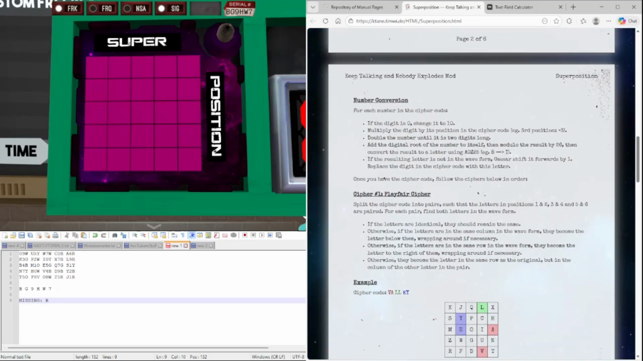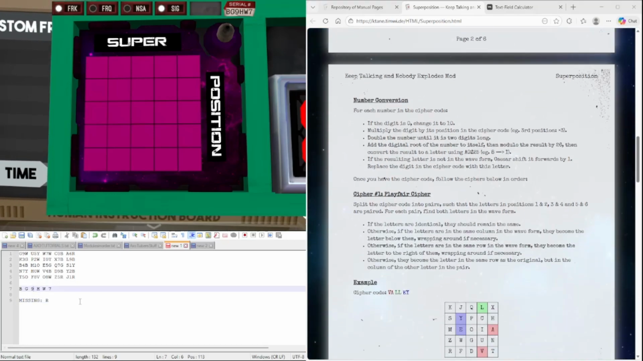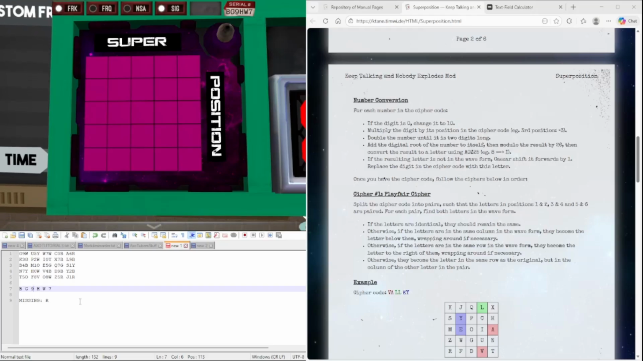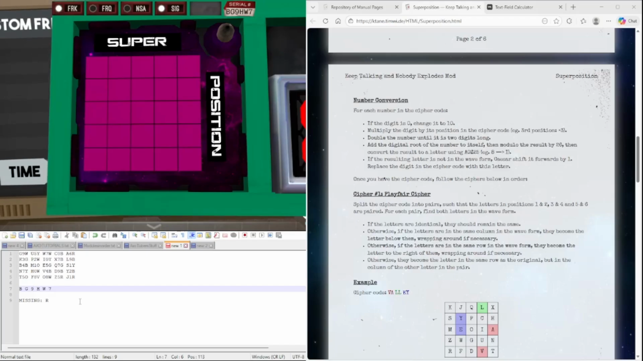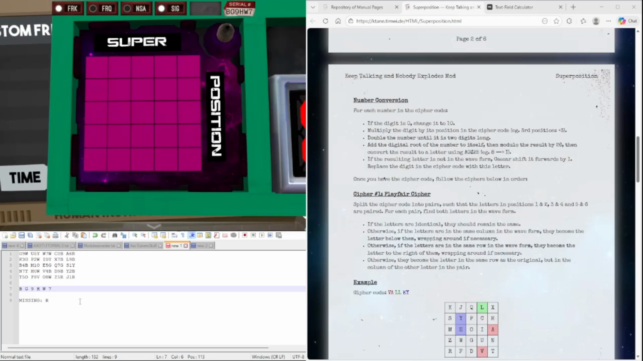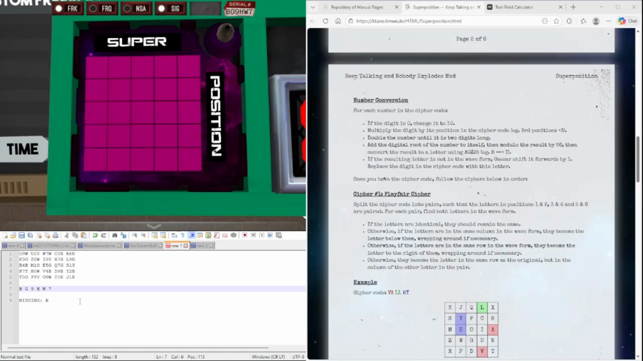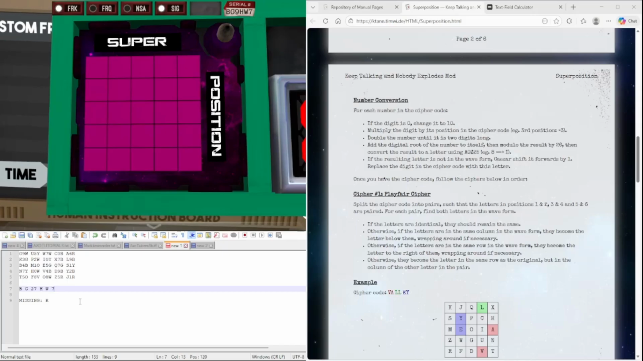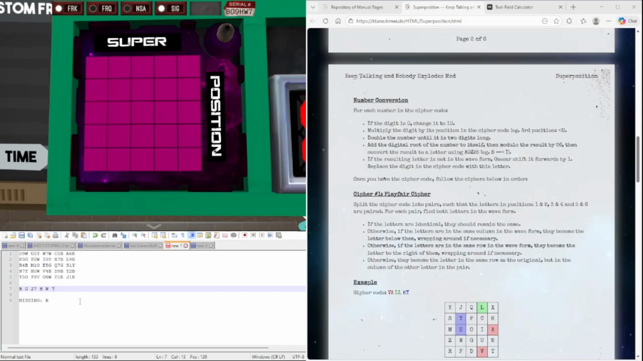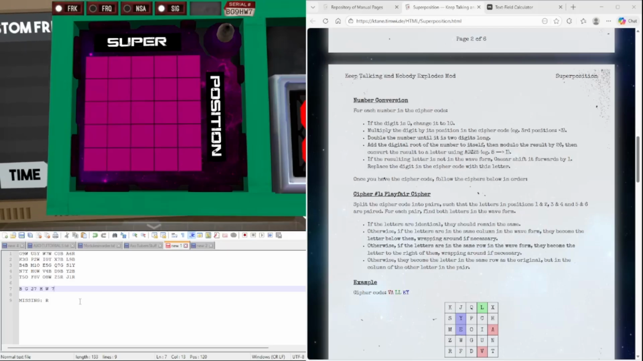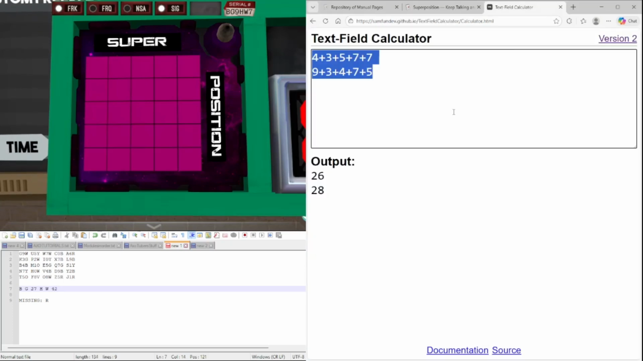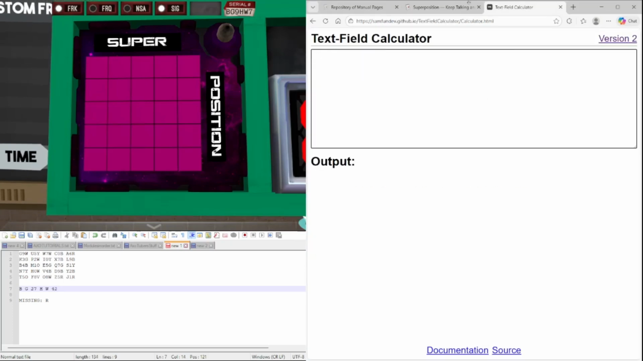So normal conversion. We don't only change the letters. The digit 0 changes to 10. Multiply the digit by its position in the cipher code. So position in the cipher code, 9 times 3, 27. 7 times 6 would be 42. Yeah, I really checked that. 7 times 6 is always one that screws with me.